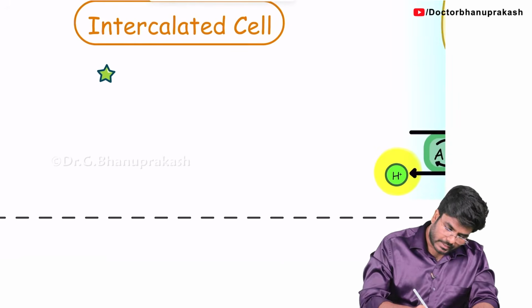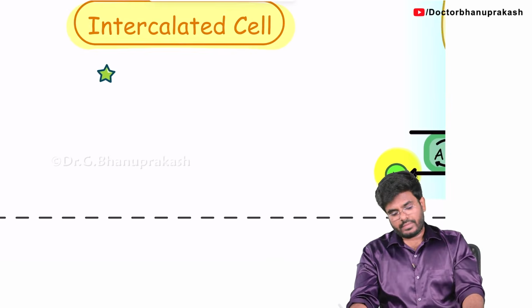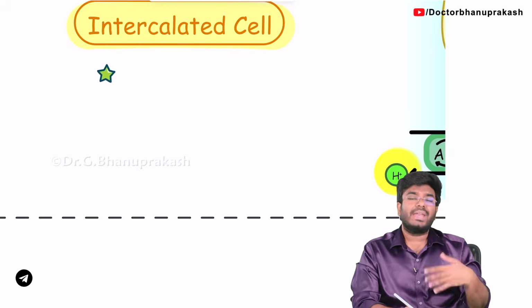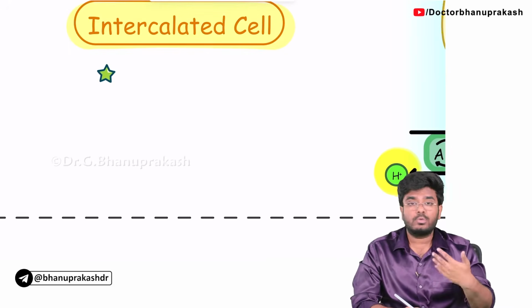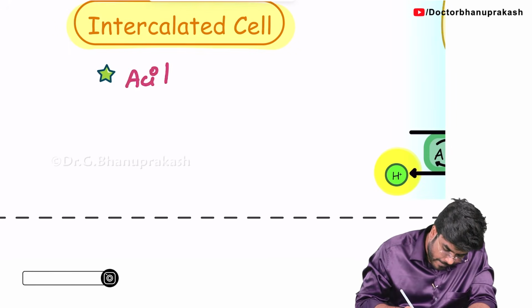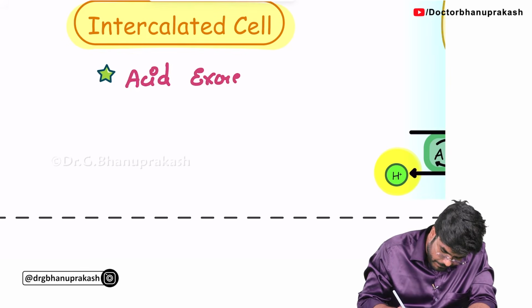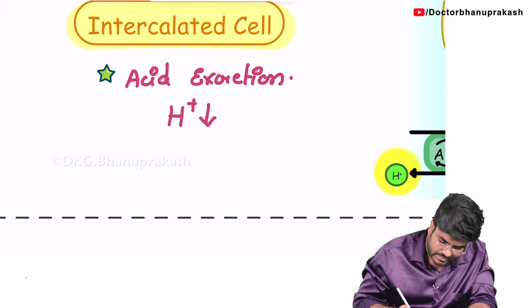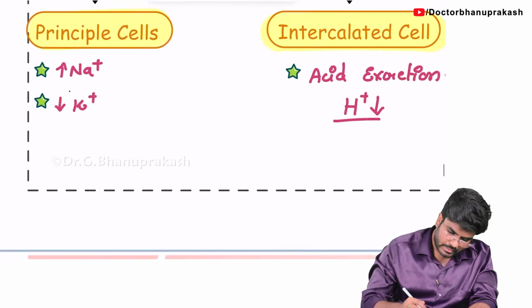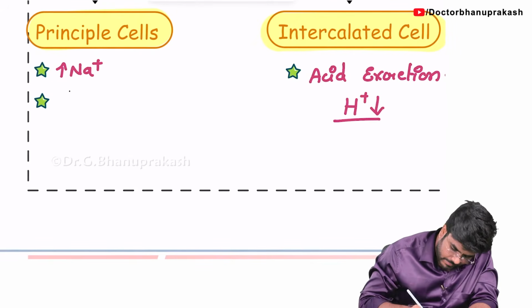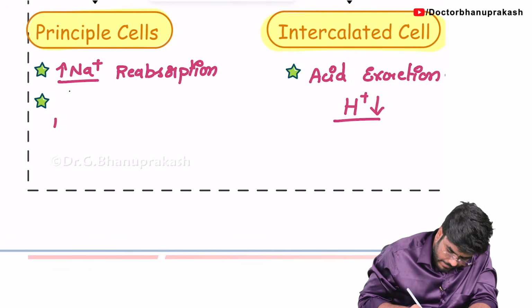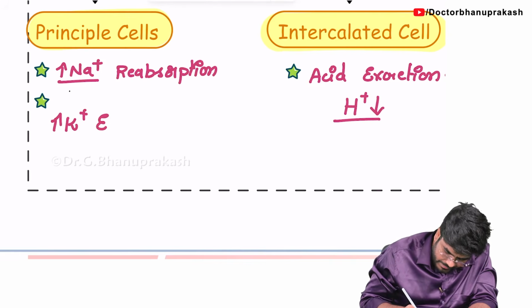Then what about the intercalated cell? When aldosterone is acting on the intercalated cell, there is more proton excretion. Protons are going out of the body, acid is going out of the body. So acid excretion. When there is acid excretion, what happens to the acid levels in the body? H plus levels decrease. So let me write here also for better understanding. Increases sodium reabsorption and increases potassium excretion.